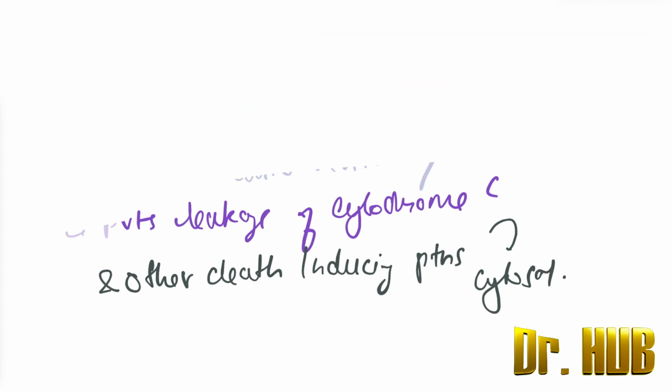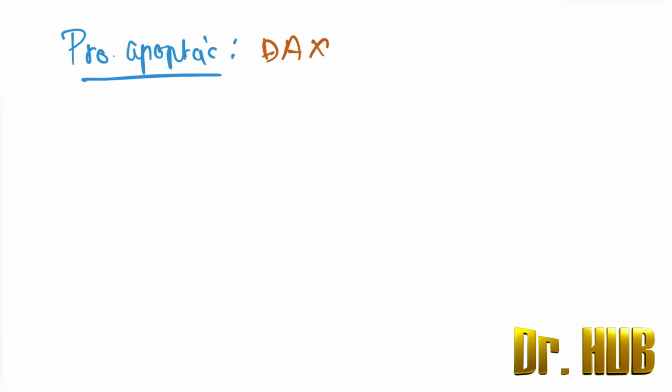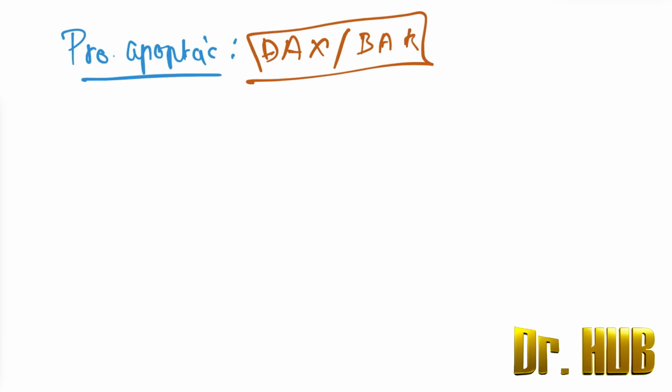Next, we look at the pro-apoptotic. That involves BAX as well as BAK. And what are they associated with? On activation, they increase the mitochondrial membrane permeability.